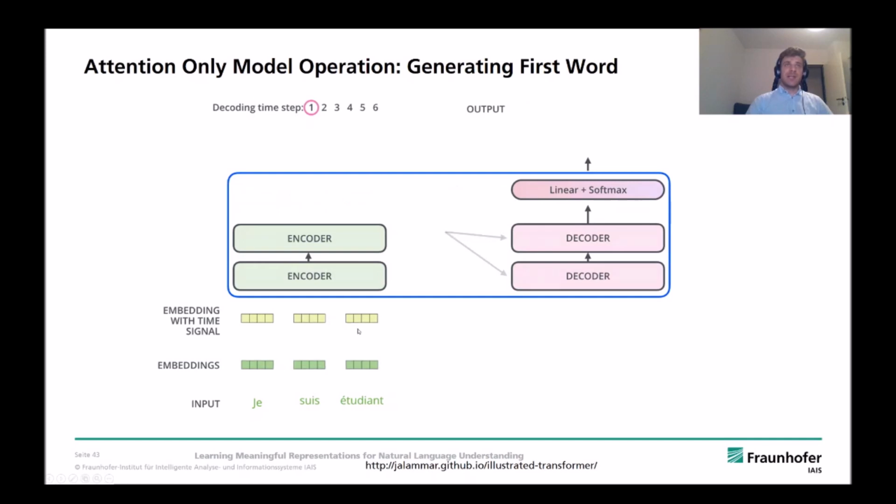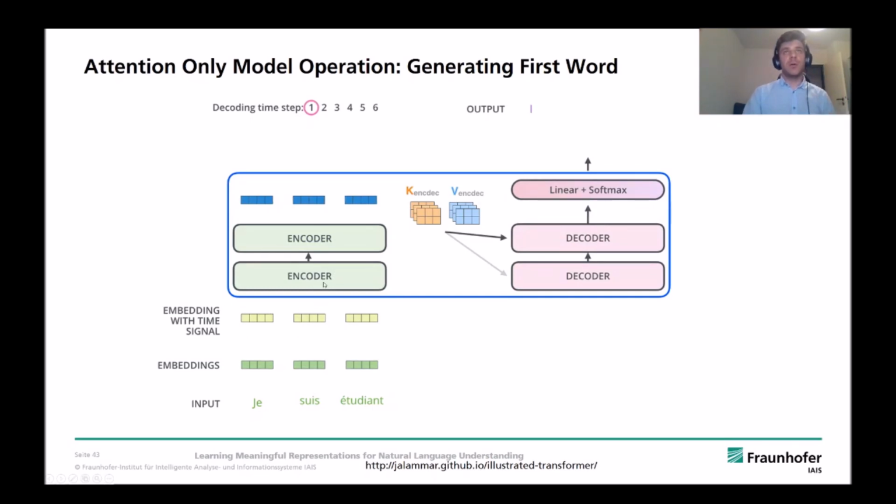Why is this important? It's important because this way, without the recurrence that we had in the recurrent neural networks, we know in which order the words appear. Because if you remember the self-attention correctly, it did not really matter where words stood. It just compared the key and the query of words no matter what the order is. But with this time signal, we can give it an idea of at which position of a sequence a word is.